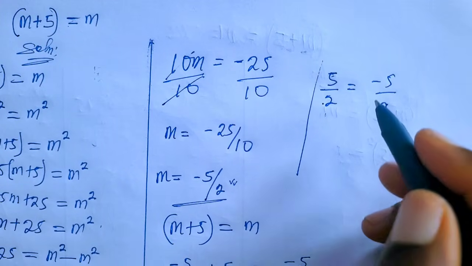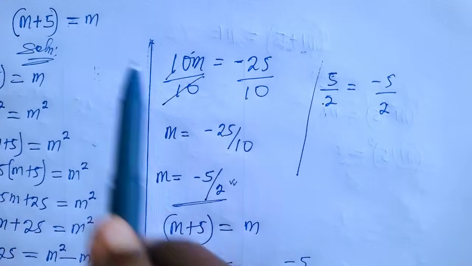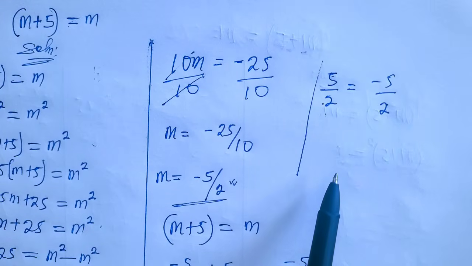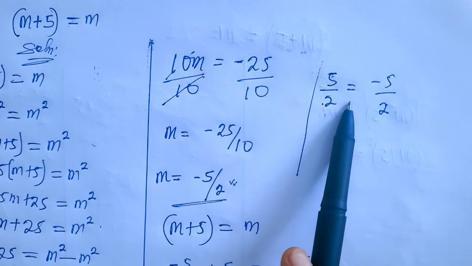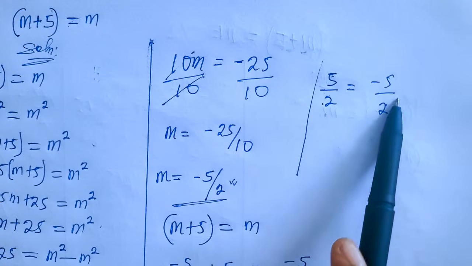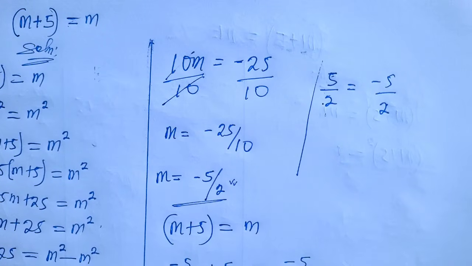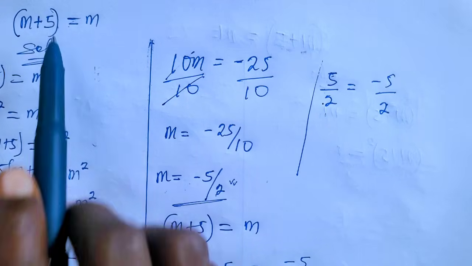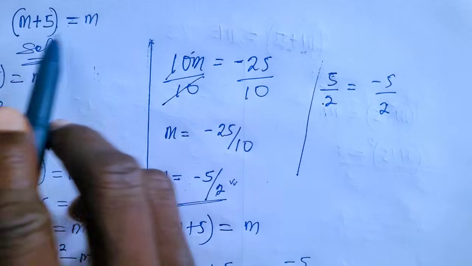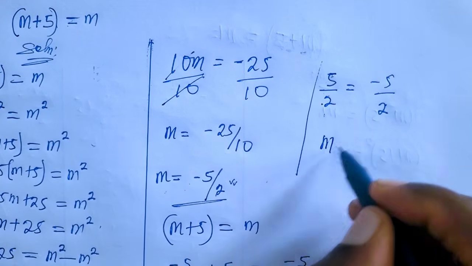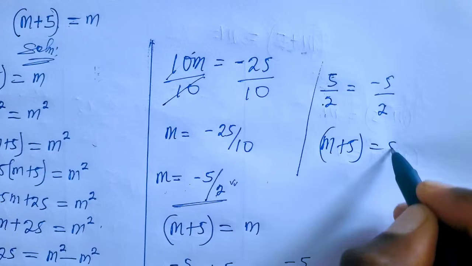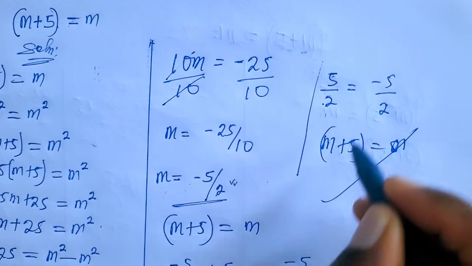This simply implies that this problem has no solution. We cannot have something like this. The left-hand side needs to be equal to the right-hand side of the equation, and that is when the value of m satisfies the equation. Therefore, this value, minus 5 over 2, does not satisfy this equation. As such, this very problem, √(m+5) = m, has no solution.